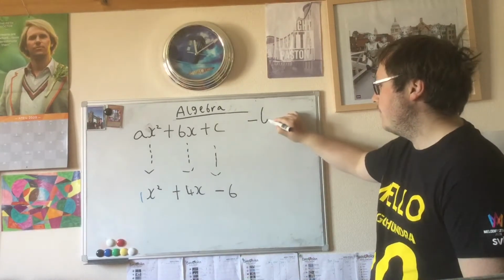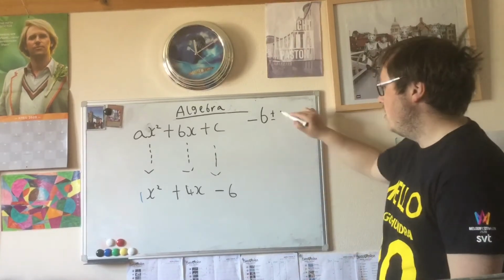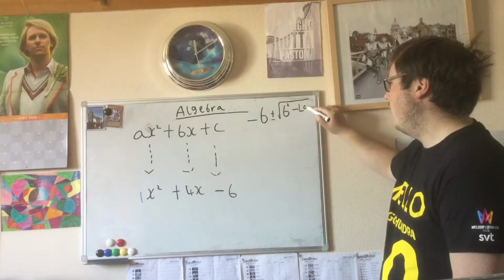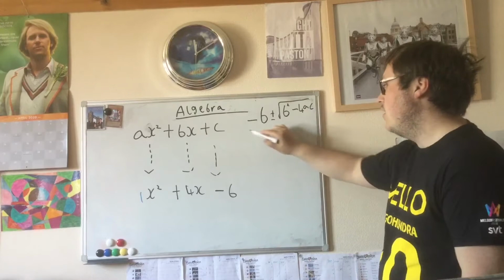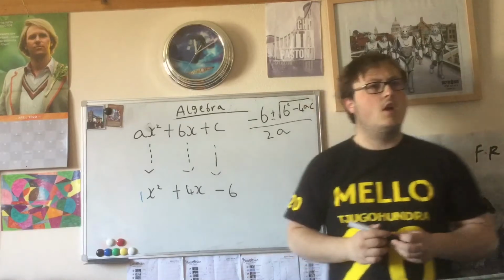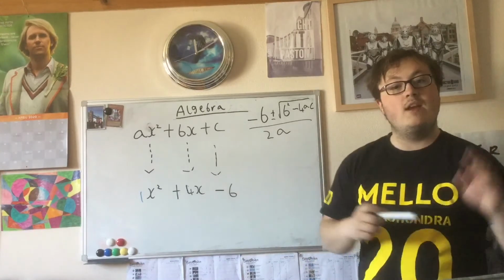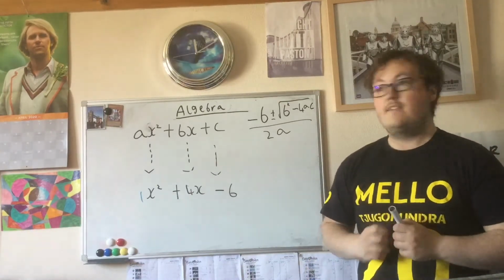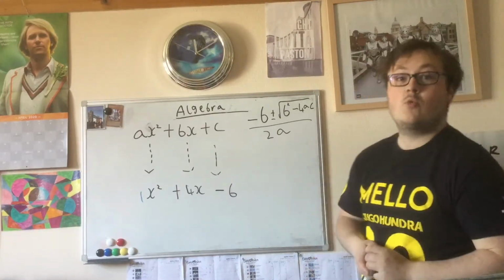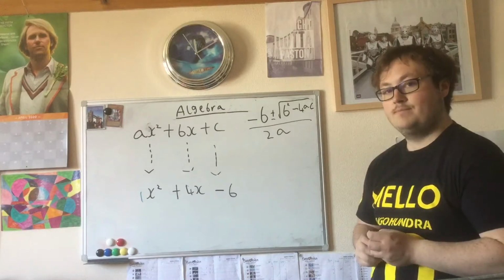Negative b plus or minus, because there's two different values, the square root of b squared minus 4 times a times c, all over 2 times a. The reason I've done a plus or a minus is because, remember, whenever we're doing quadratic equations, there's always two different values. We'll be adding the first time and subtracting the second time, because when we're square rooting, there are always a positive and a negative answer.